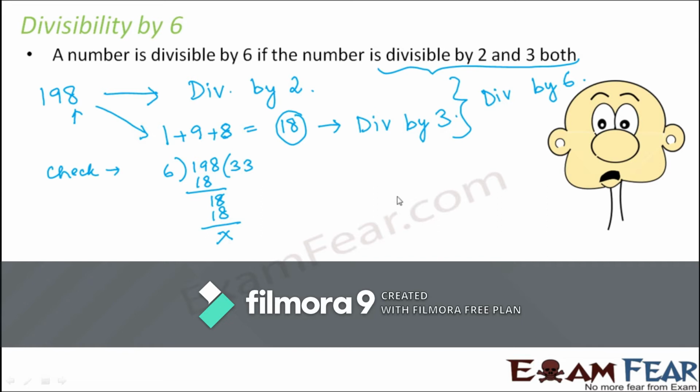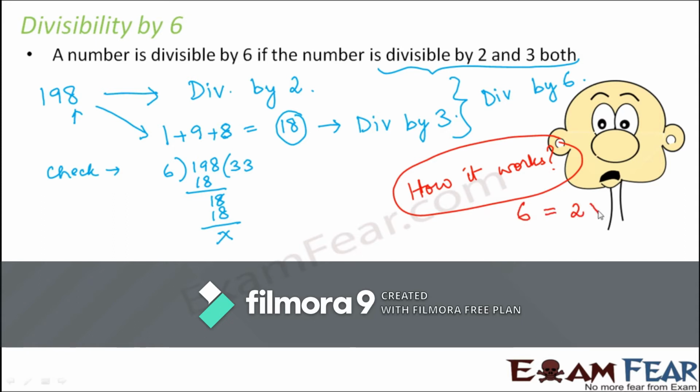Now, the most obvious question in your mind is how it works. So let us try to understand how it works. Now 6 can be written as 2 into 3. That is, 2 is a factor of 6, 3 is also a factor of 6. Now, in order to understand this, we will have to write the multiples of 2 and multiples of 3 both. So let us write the multiples of 2 here and multiples of 3 here on this side.